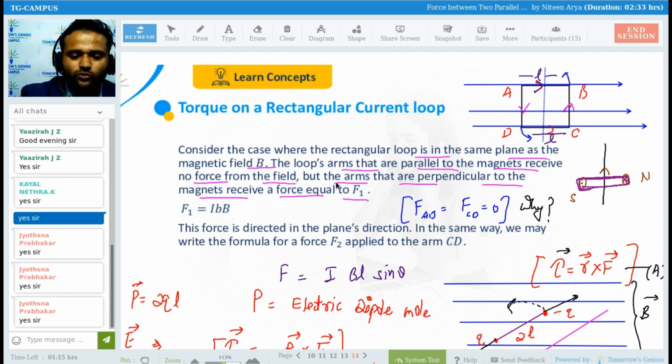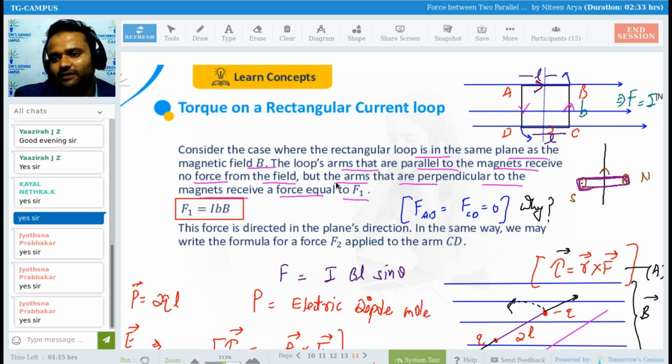So then F1 equals IBb. Now what is b here? On the next page I'm going to tell you, but b is nothing but length or breadth. Instead of length L, we can write breadth. If I talk about this particular loop, this is your length a, and this is your breadth b. So obviously I get my force IBb, because on the length the force is going to be 0. Clear?